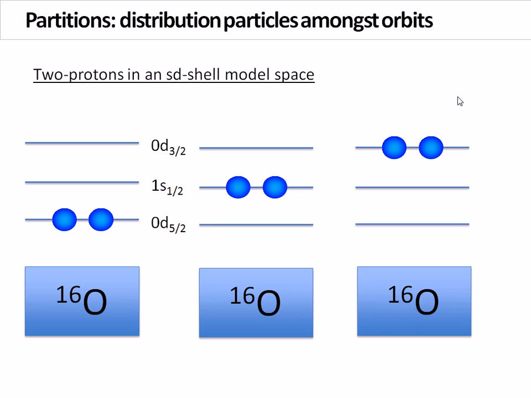And in general, these will all mix. We might expect this one to be dominant because that D5 halves single particle state is lowest, but they will mix, and you'll get amplitudes for this sort of configuration and this sort of configuration in the ground state of neon-26.